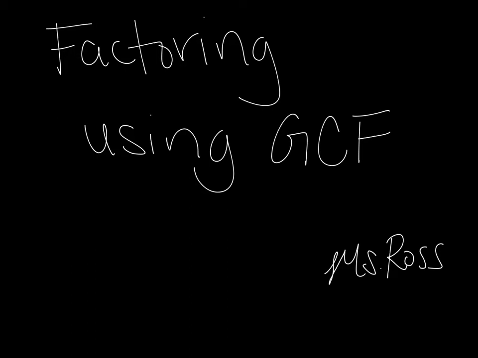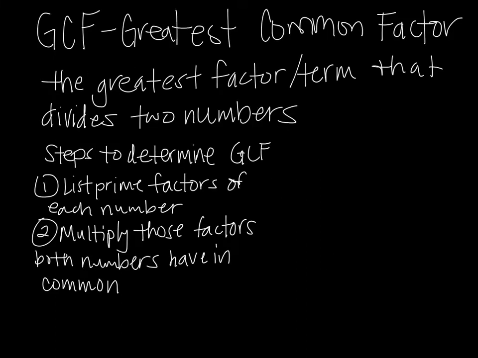Today we're going to focus on factoring using greatest common factors. First, let's talk about GCF. The greatest common factor is the greatest factor that divides two numbers. Some steps to determine the GCF are: first, list the prime factors of each number, then multiply the factors both numbers have in common, and that'll give you your final GCF.